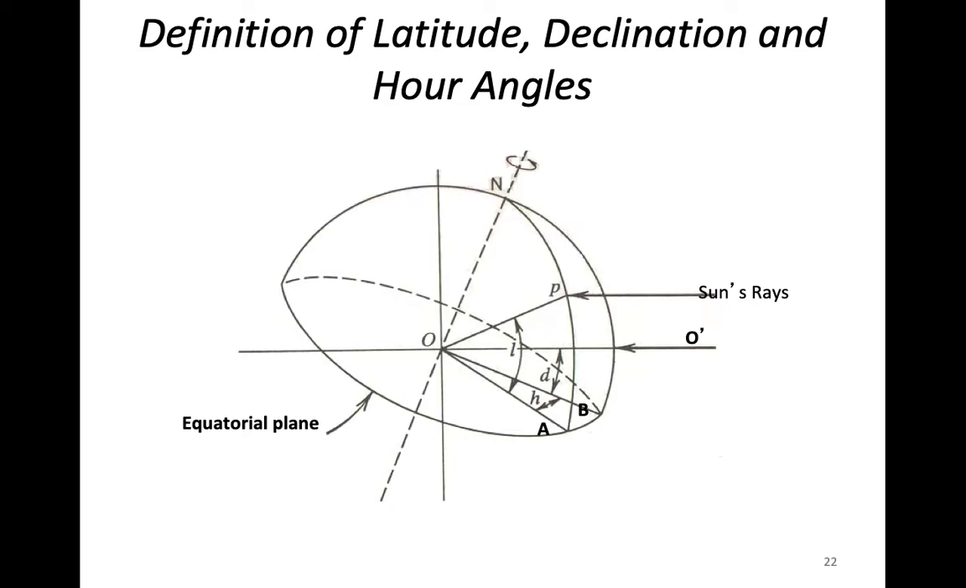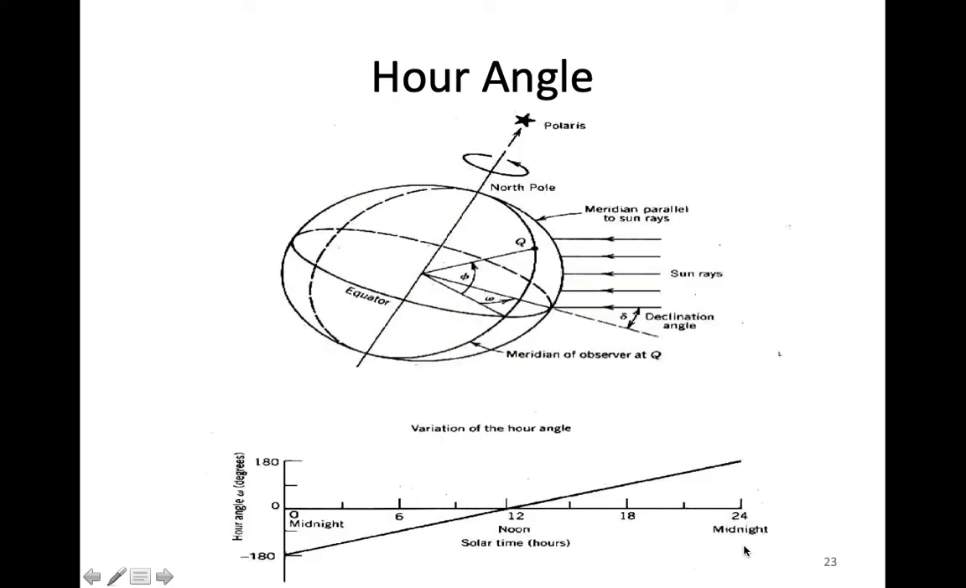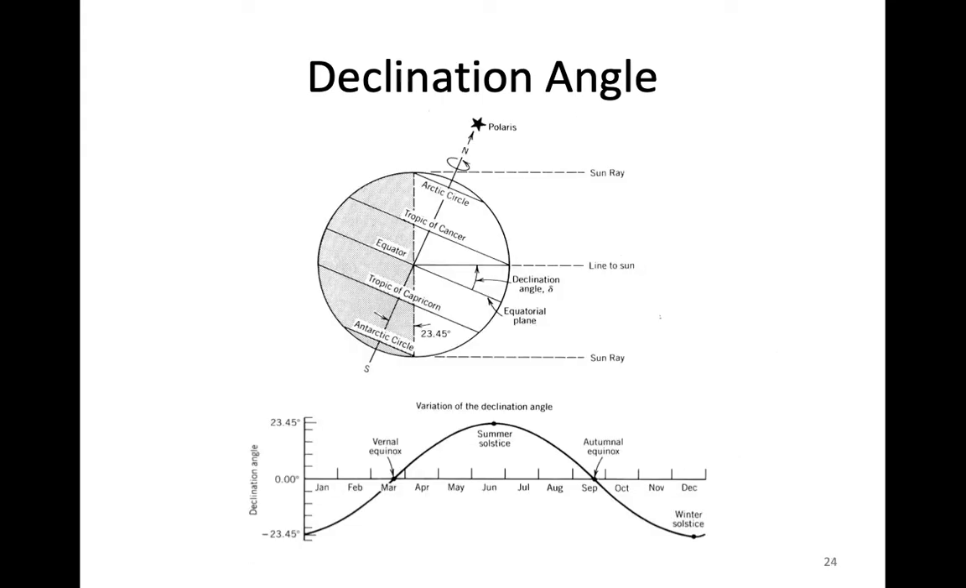Hour angle, shown by H here, is the angle between the projection of OP on the equatorial plane, that is line OA, and the projection of the line joining the center of the earth to the center of the sun, line OB, that is angle AOB. This figure is also a replication of showing hour angle, and this figure is for understanding declination angle.